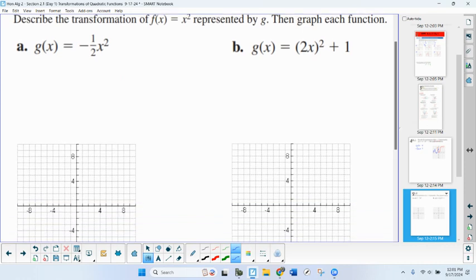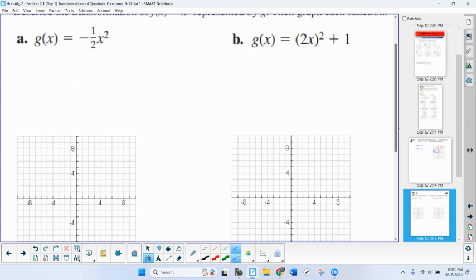So now what's happening? Let's look at A. What is the negative out front going to make it do? Ty. Okay, so the negative out front, he says it reflects over the x-axis. And then what's the 1/2 going to make it do? Vertical compression by 1/2. Is everybody good so far? Or vertical shrink, either way.